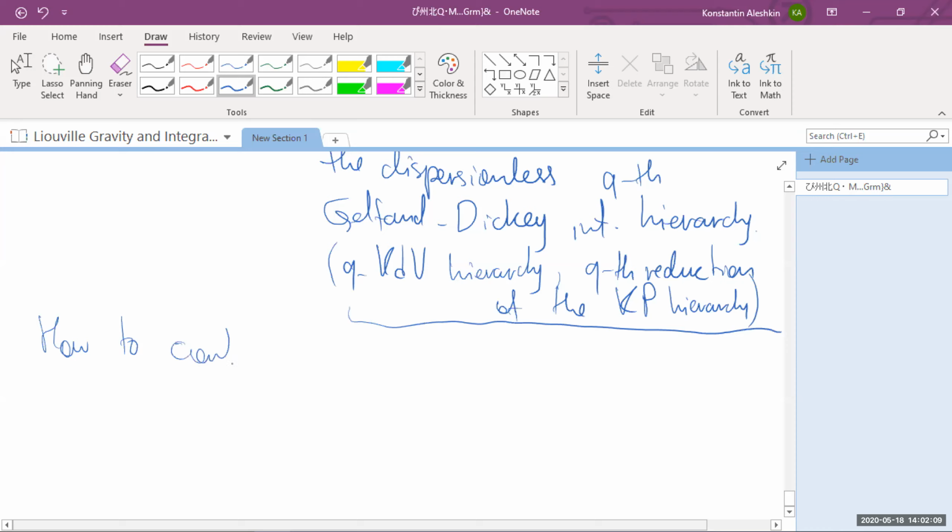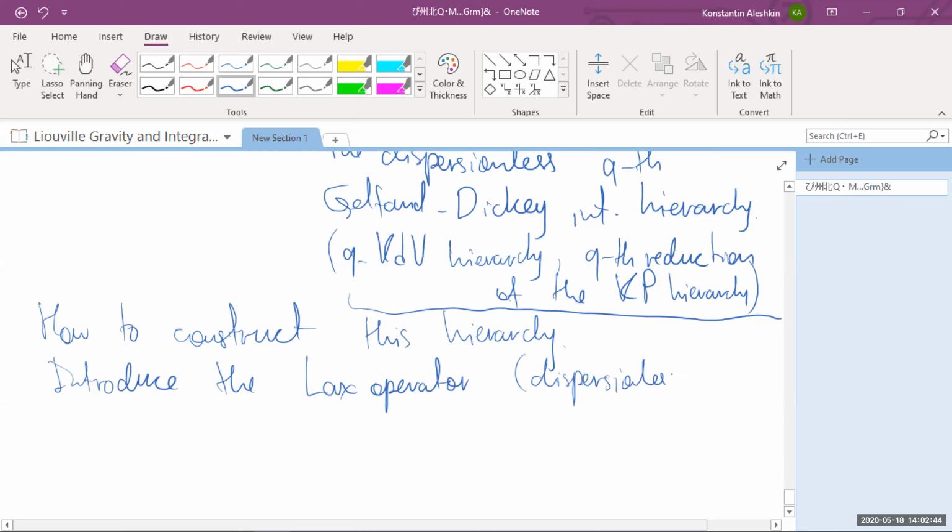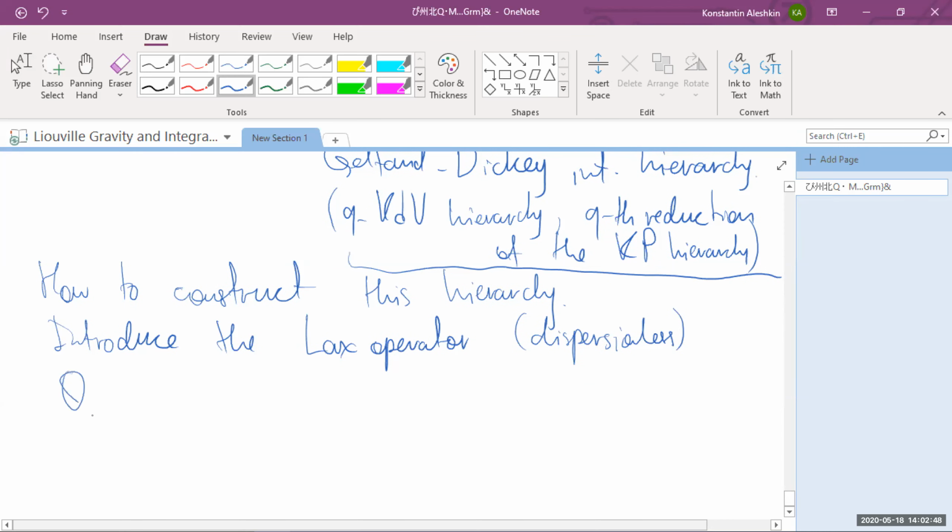But okay, so how to construct this hierarchy? Maybe I'll give a very brief discussion. There is a construction using the Lax presentation, very similar to the KdV hierarchy. So I introduce the dispersionless Lax operator. So L of P is going to be P to the power q plus some sum of u alpha, I guess, P to the power q minus 2 minus i, for i ranging from 0 to q minus 2. And this is not alpha, this is q.